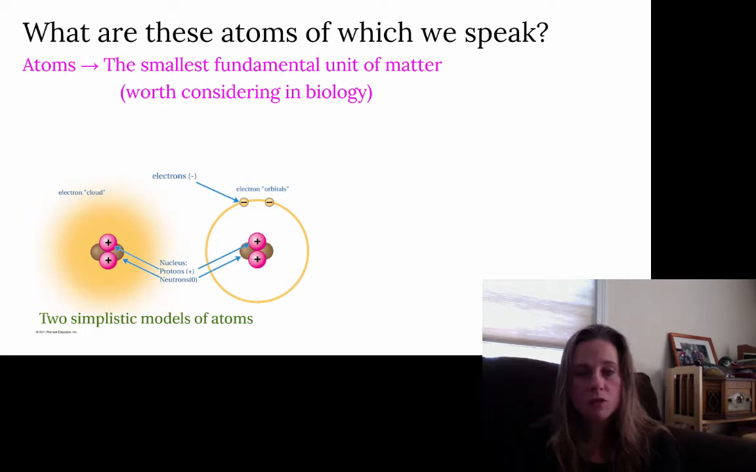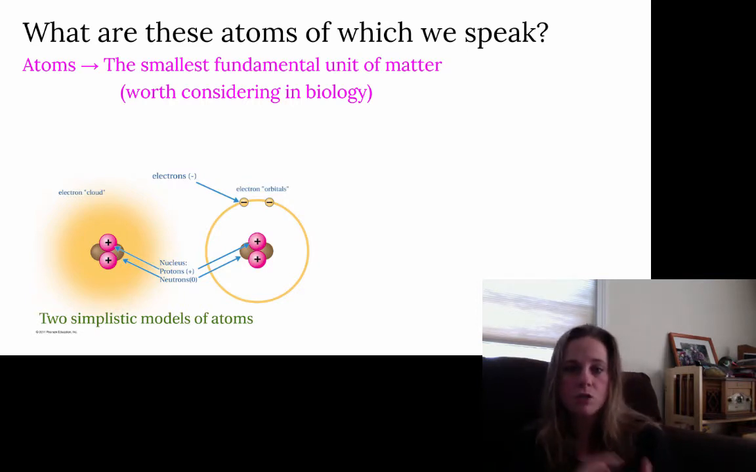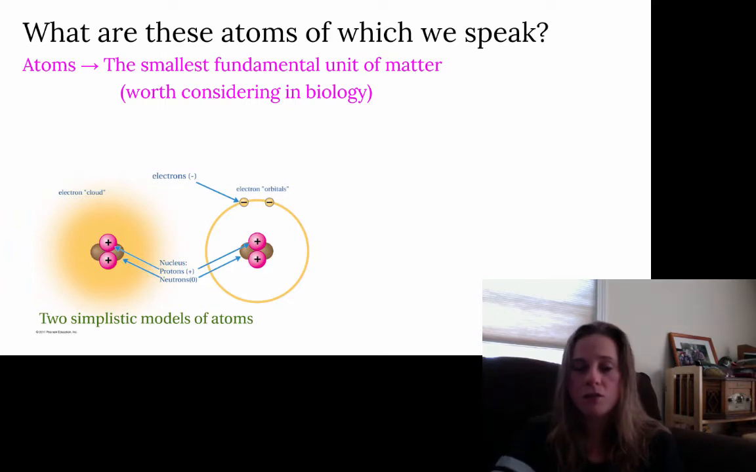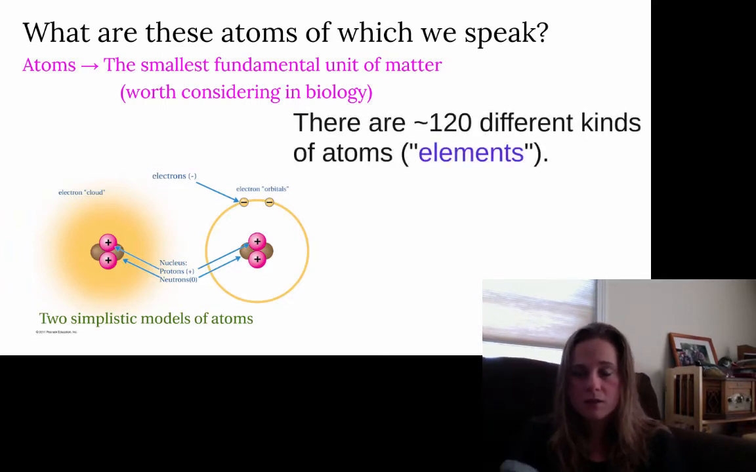You have your nucleus where the protons and the neutrons hang out, and then you have the energy fields where your electrons are hanging out. This can be shown as a cloud or it can be shown as an orbital. So there's a couple of ways that we can look at this.